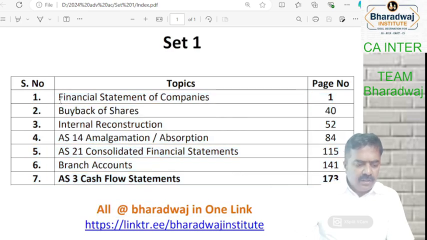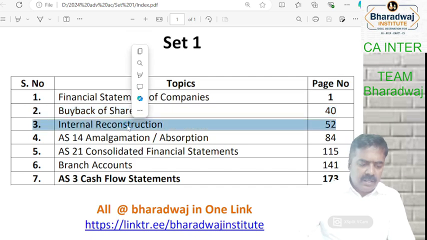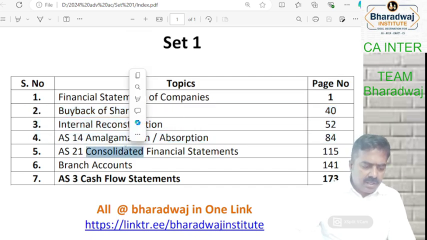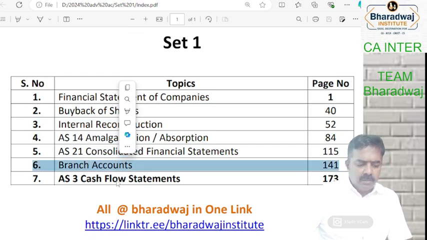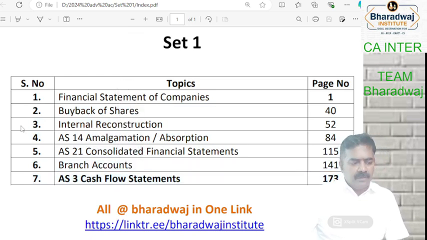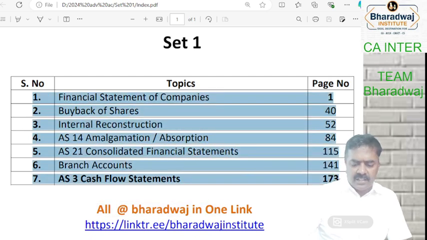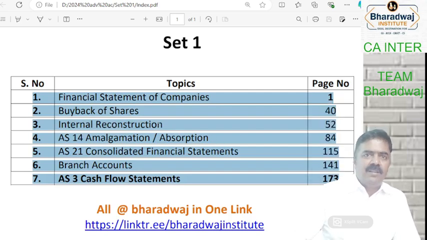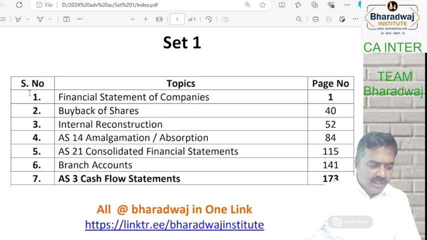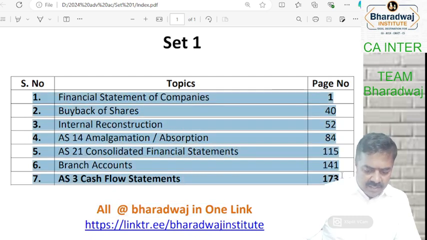Set 1 will have these things: financial statements of companies, buyback, internal reconstruction, amalgamation, consolidation, holding company, then branch accounts, cash flow statement. So which one will be tested in the exam? All will be tested in the exam.